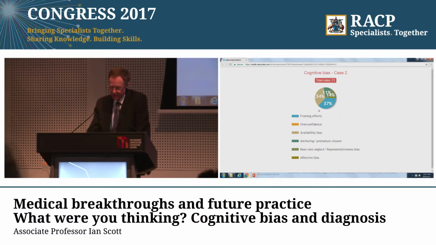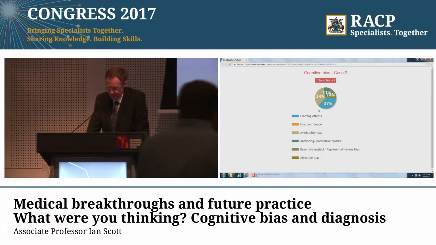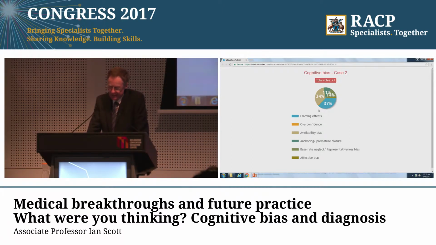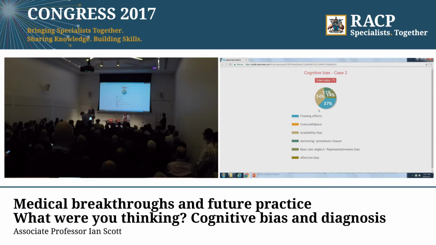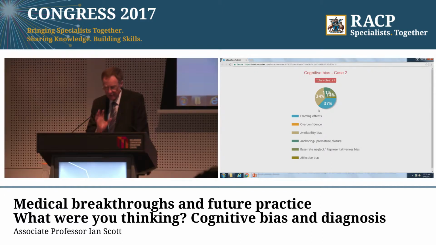Okay, so what do we see here? We've got about a third for framing effect, about another third had availability bias, 14% thought it was probably affective bias, a base rate neglect, right, and another 11% thought it was anchoring. Right, so it's a spread. And you're right, there could be a number of different cognitive biases operating in this patient.